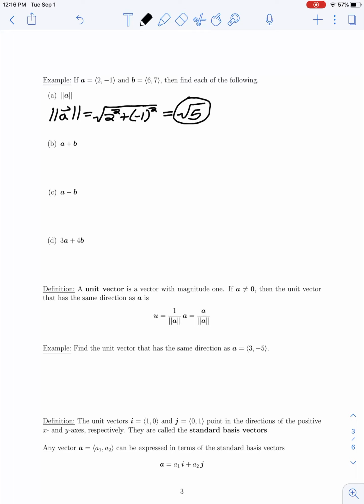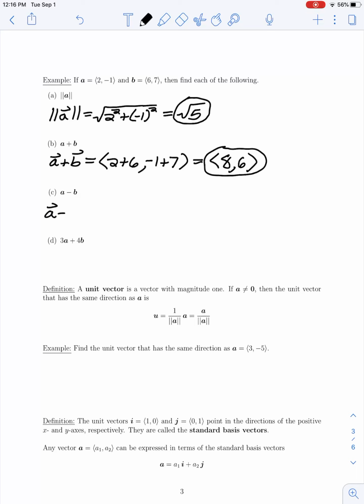Now in part B, we're asked to calculate the sum of A and B. Recall, to get the sum of two vectors, A and B, we just add their components. So the first component of this sum would be found by taking the sum of the first components of A and B, 2 and 6. And the second component would be found by taking the sum of the second components, -1 plus 7. So we have 8, 6 as the sum of A and B.